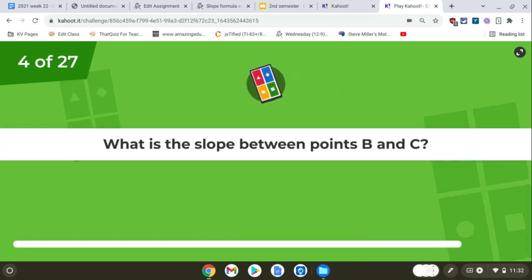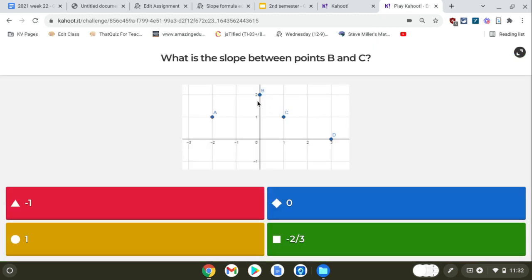All right, slope between B and C. All right, there's B and C right there. And to get from B to C, you just have to go down 1 and then over 1. All right, so that's going to be a -1 over 1 for the slope.